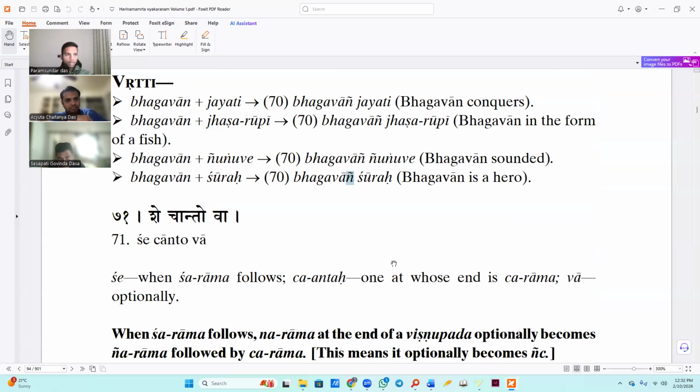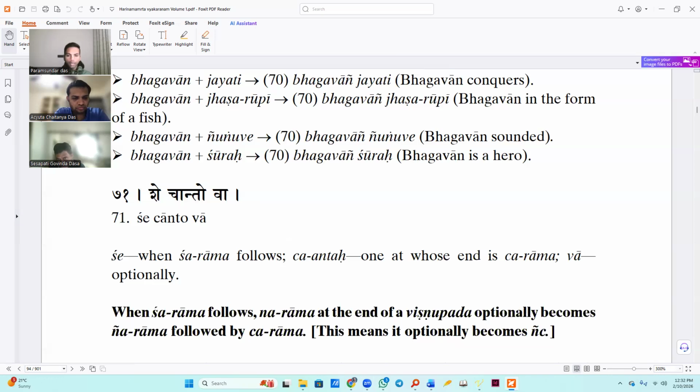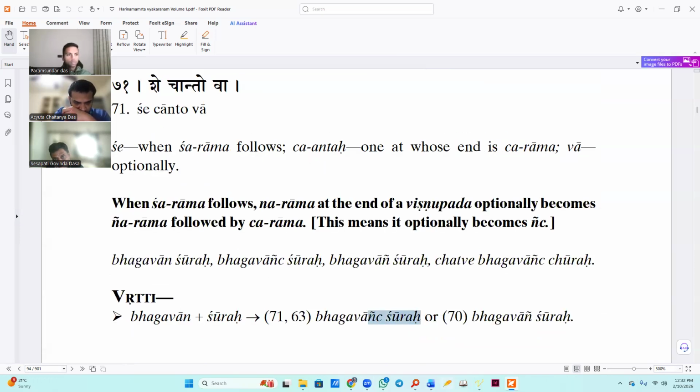Now the second variation is that na will become nya, and there will also be cha. This means it optionally becomes nya and cha together. So once we get Bhagwang Shuraha, like this. She Chantova is simply a continuation of the previous rule, which says that if Sha is following, we add Cha with Nya. So we get Bhagwang Shuraha and Bhagwang Shuraha from the previous rule.